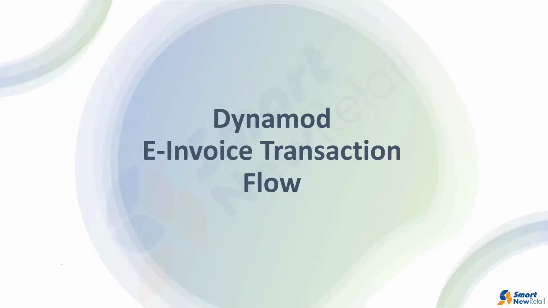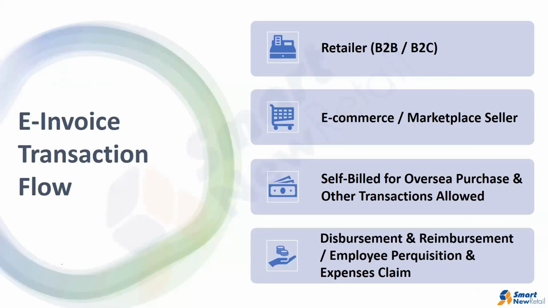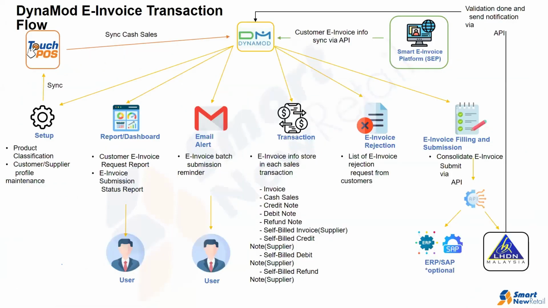Okay. So now we'll show you the transaction flow. For the transaction flow, we have for a retailer, business to business, and also business to consumer. Then we have for e-commerce, marketplace. Then also for self-bill for overseas purchase. Then disbursement and also the reimbursement for employee and expenses claim. So this is the transaction flow for our system.